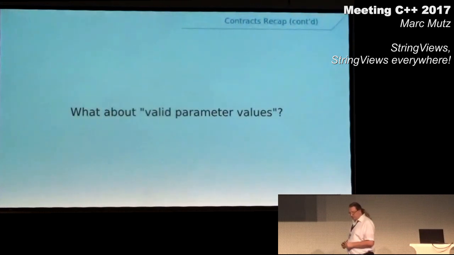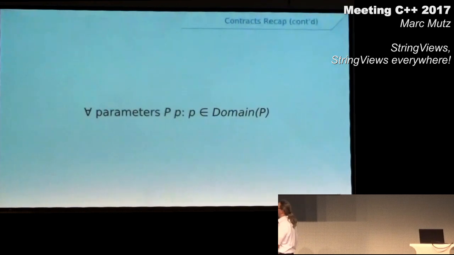So what about valid parameter values? I want to talk about string views as arguments. So the usual thing comes up when you see the trick that I will conjure up. We will ask the same question, so I'm putting it in the front. What about valid parameter values? Or, as it would be written in EOP, for every parameter p from the domain of the parameter type, the value of p should be in the domain of the type.